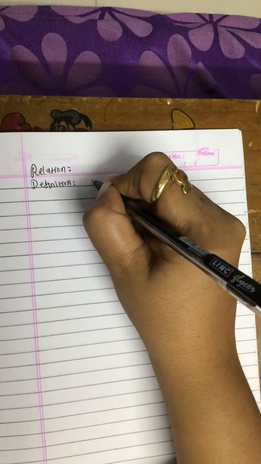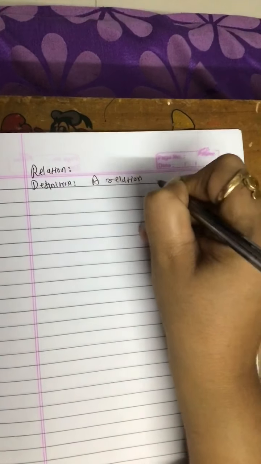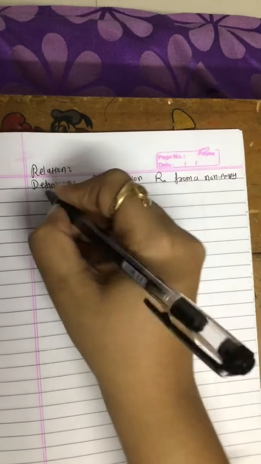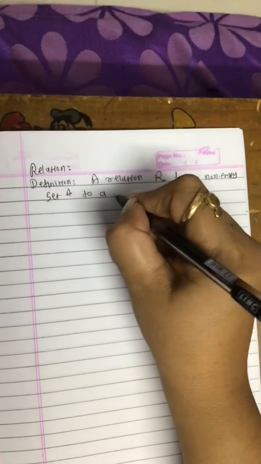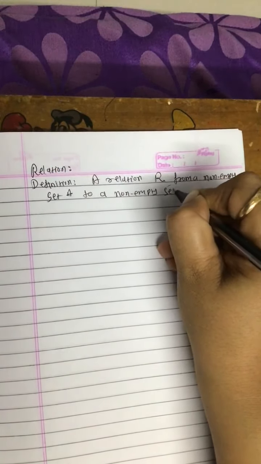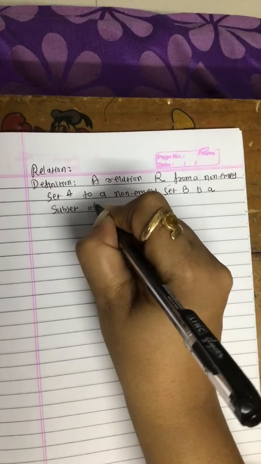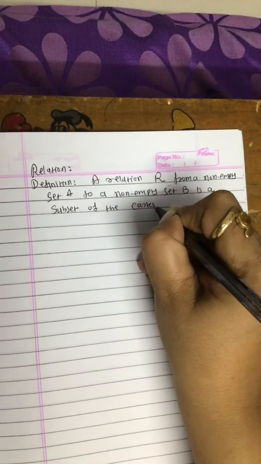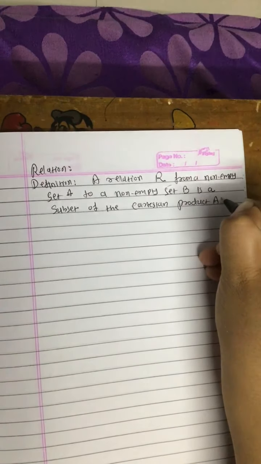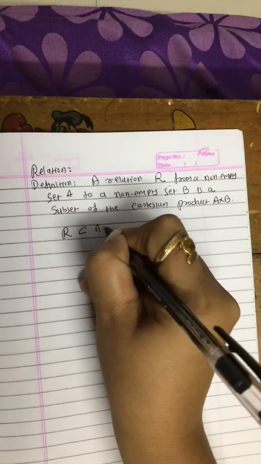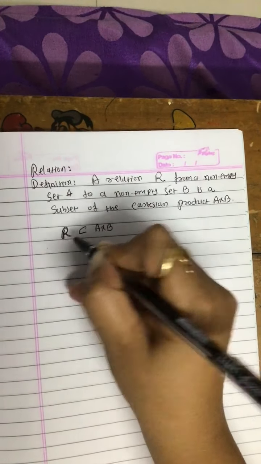A relation is denoted by capital R, R1, etc. So a relation R from a non-empty set A to a non-empty set B is a subset of the Cartesian product A cross B. I repeat the definition: a relation R from a non-empty set A to a non-empty set B is a subset of the Cartesian product A cross B. So in short, a relation is a subset of A cross B. Any R which is a subset of A cross B is called a relation. Now student, this is also capital R and our real number set is also capital R.